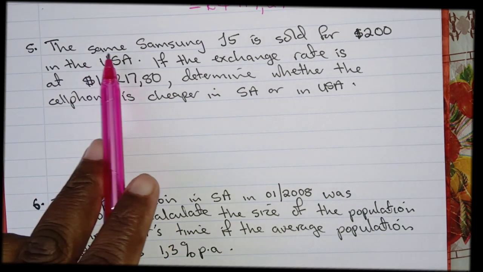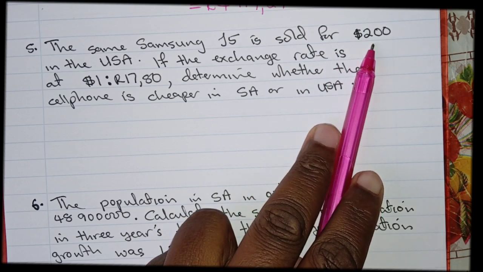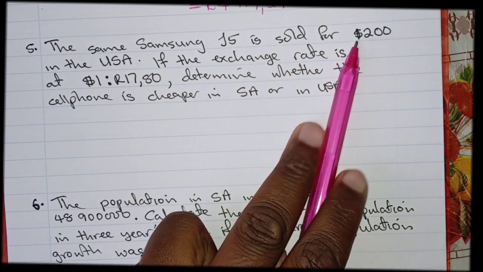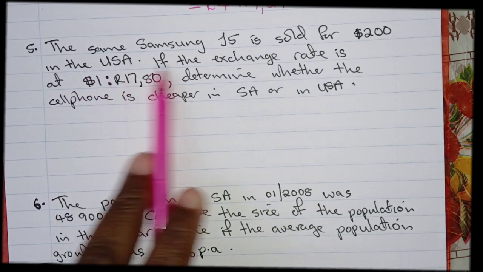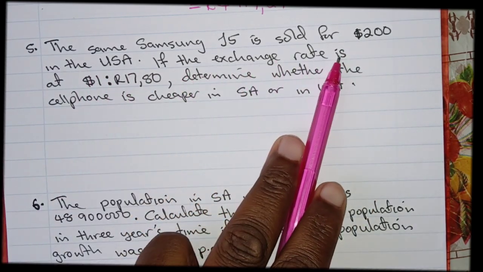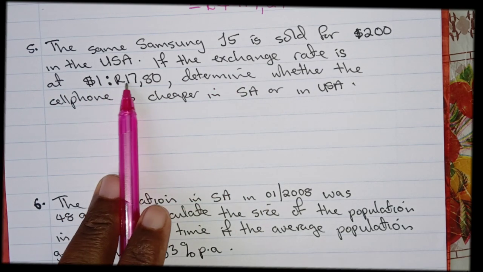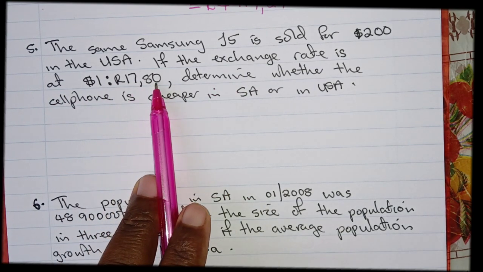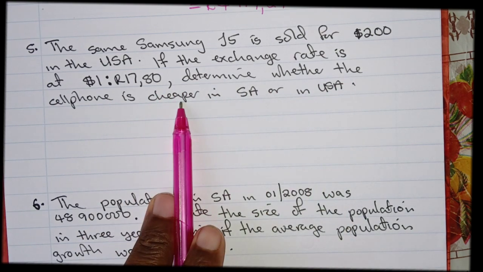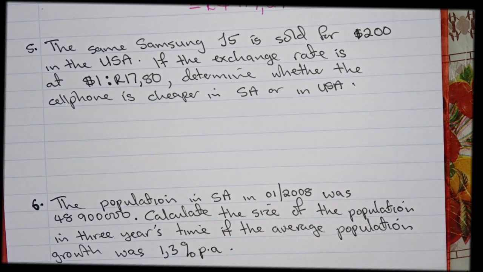And the question is saying, the same Samsung J5 is sold for $200 in the USA. In USA, they use dollars. So in USA, the same cell phone is going for $200. If the exchange rate is that $1 is equivalent to 17 rand 80 cents, determine whether the cell phone is cheaper in South Africa or in USA.